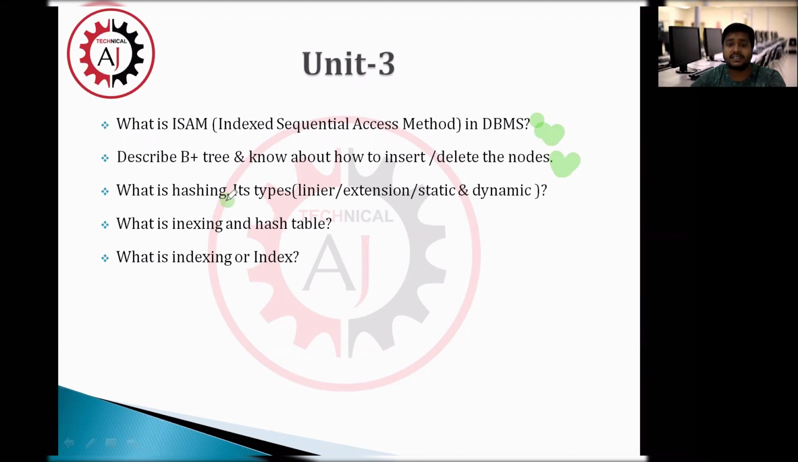What is hashing? Sometimes if it comes as a long question, then the whole question: what is hashing and its types, linear, extendible, and static or dynamic. If it comes as a short question, then just what is hashing. And again a short question: what is indexing and hash table? हैश टेबल क्या और indexing, इसके बारे में हमको इसमें लिखना पड़ेगा. Another one, what is indexing or index? This is your third unit.